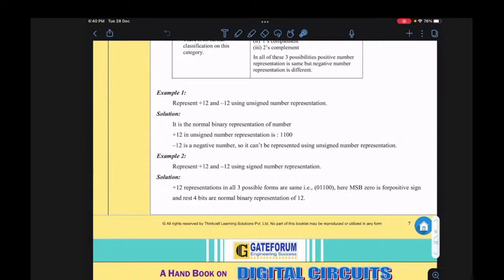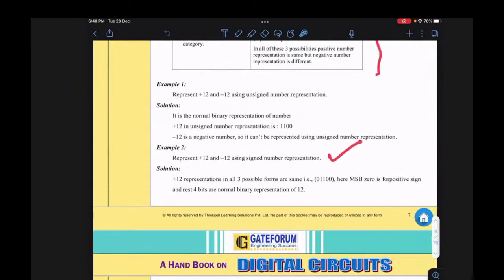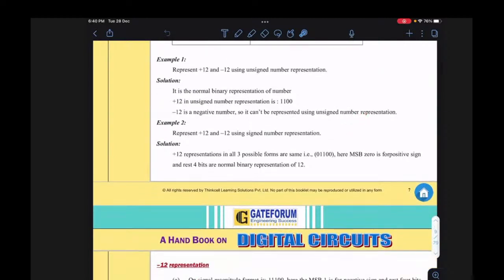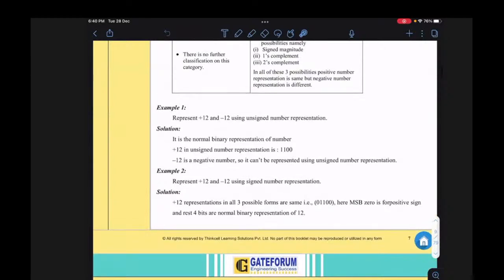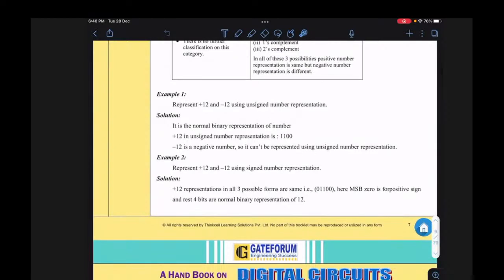But the next question is very important here. I'll highlight all these three categories. The question is: represent plus 12 and minus 12 using signed number representation. As I said, plus 12 is the same in all three categories, while minus 12 is different in all three. So how do you represent plus 12? The logic is very simple. 12 is 1100 in binary form, and for plus you have to put a 0. That's all. This is the same for all three categories.